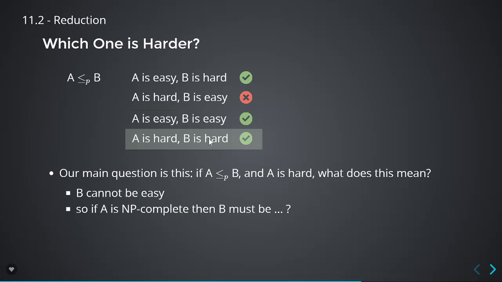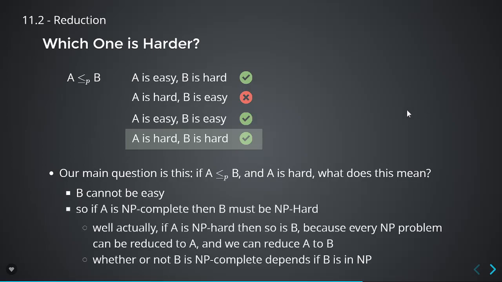All right, for now, you think about NP-complete problems being hard, right? So if A is NP-complete, and I can reduce A to B in polynomial time, then B must be, what do you think? You may say, oh, B must also be NP-complete. Well, actually, B must be NP-hard. Remember, the definition of NP-hard is that any problem in NP can be reduced down to that problem. So A is NP-complete, so A is NP-hard. So I can reduce any problem in NP to A. Now I can reduce A to B, so I can reduce any problem in NP to B. That makes B NP-hard.